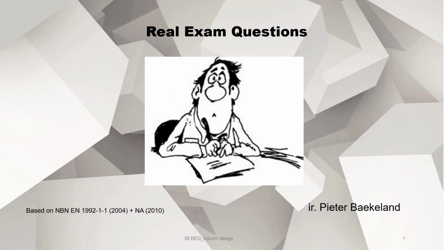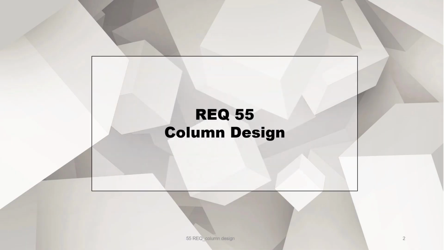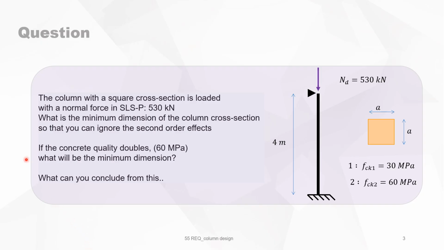Real exam questions. This is question 55 about column design. The column with a square cross-section is loaded with a normal force in SLS persistence of 530 kilonewton.